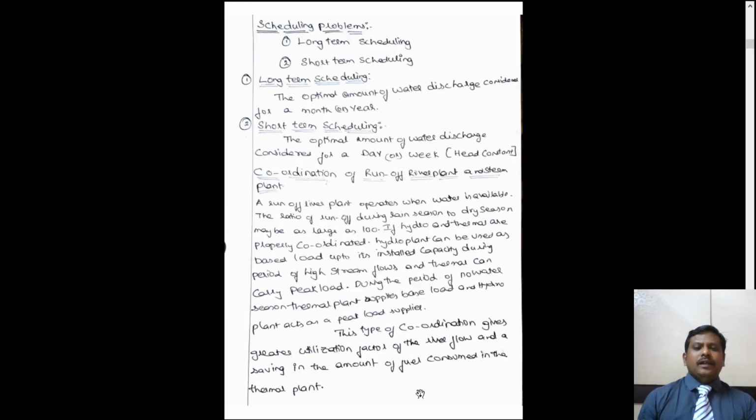So here we have two types of scheduling problems: long-term scheduling, and the second one is short-term scheduling. Why have we stated long-term scheduling? It means planning, systematic planning. Why is scheduling necessary? Because water availability is the main problem in hydrothermal scheduling, because we have to forecast how the water will be available for the next coming seasons.